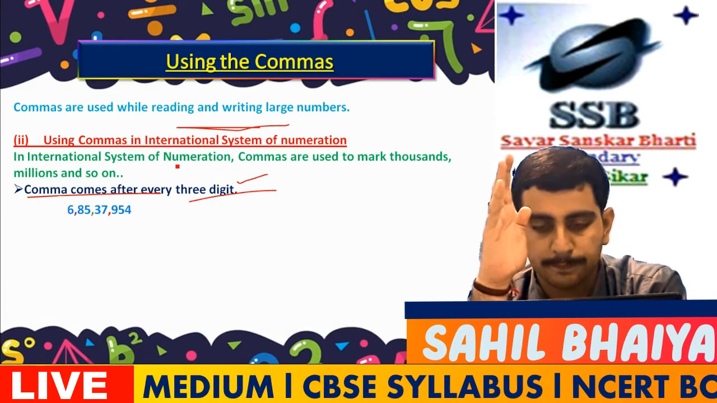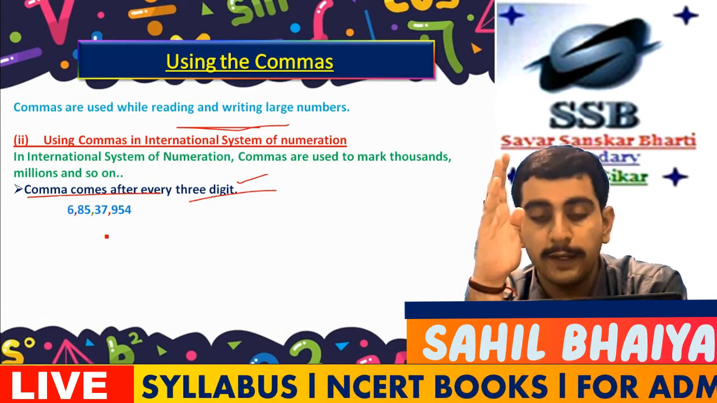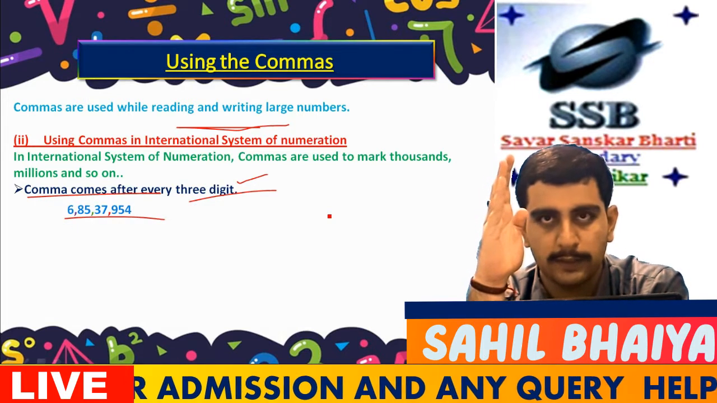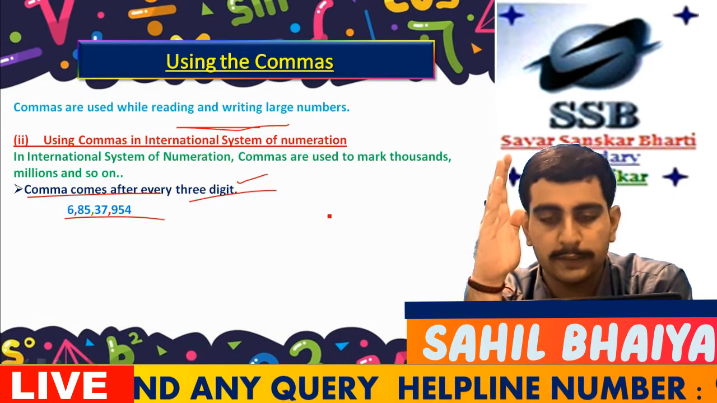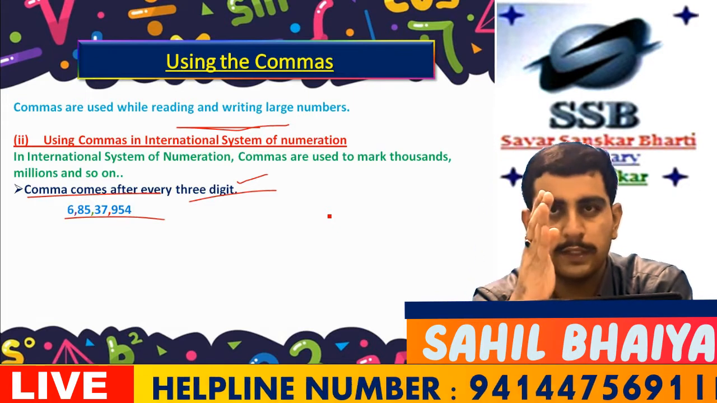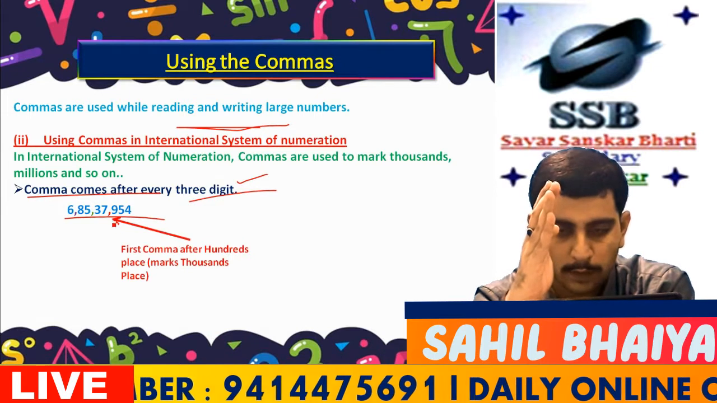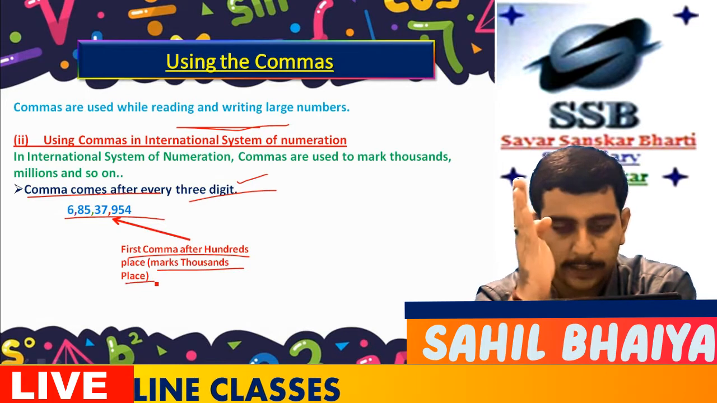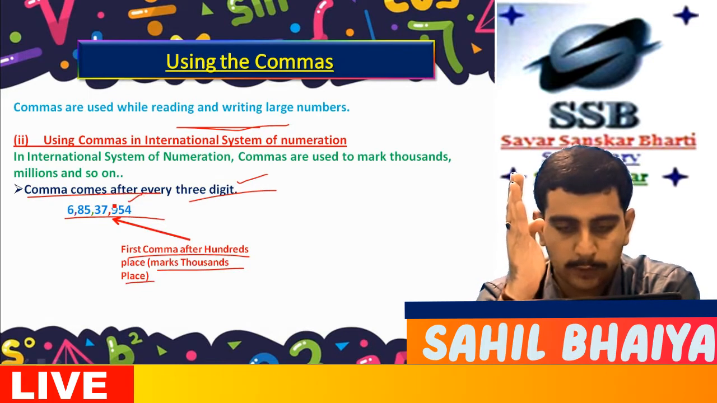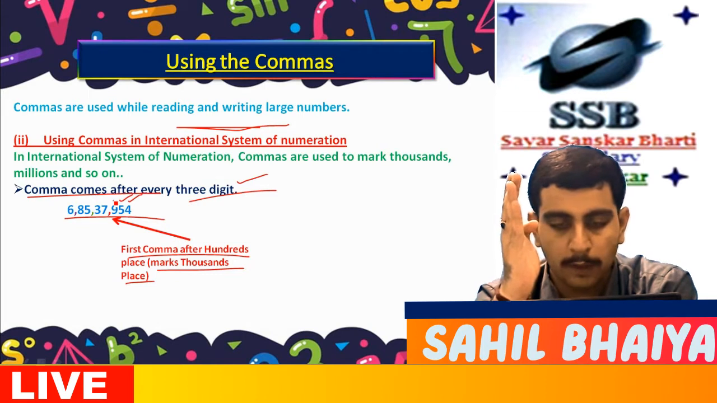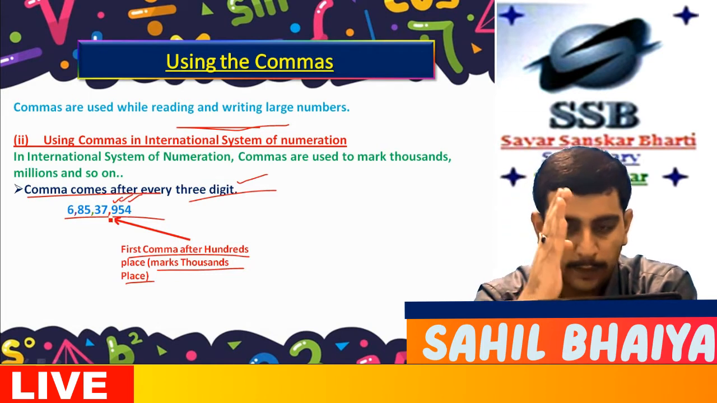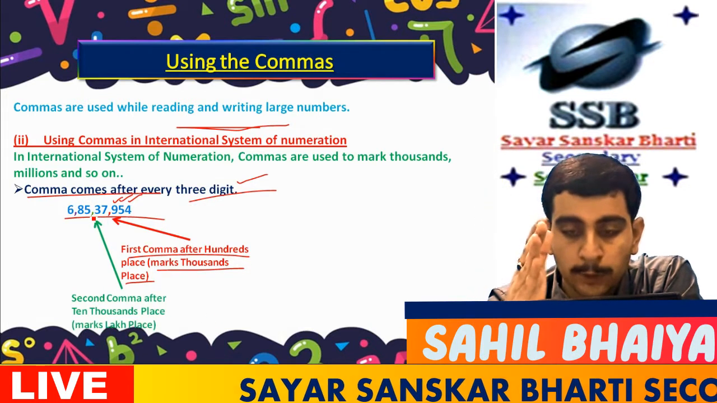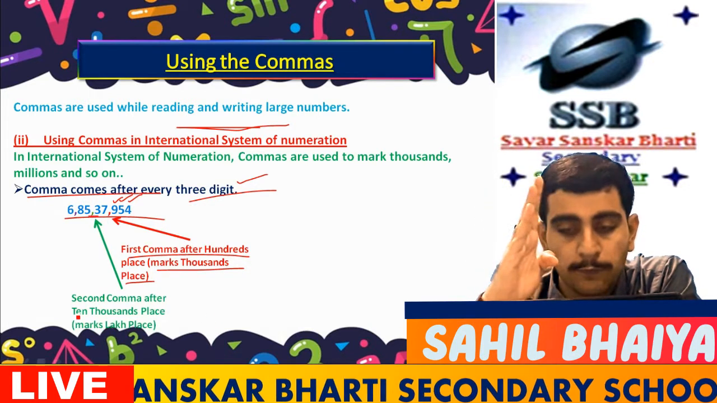Then the next is the second comma after the 10,000 place. What is the 10,000 place? Count: we are at 1000, then 10,000. At the 10,000 place we get the second comma. You can see it in green color. Then the next one comes after two more digits. You can see the third comma after the 10 lakh place marks the crore place. You can see 6 crore 85 lakh 37,954. We get this according to the Indian system of numeration.